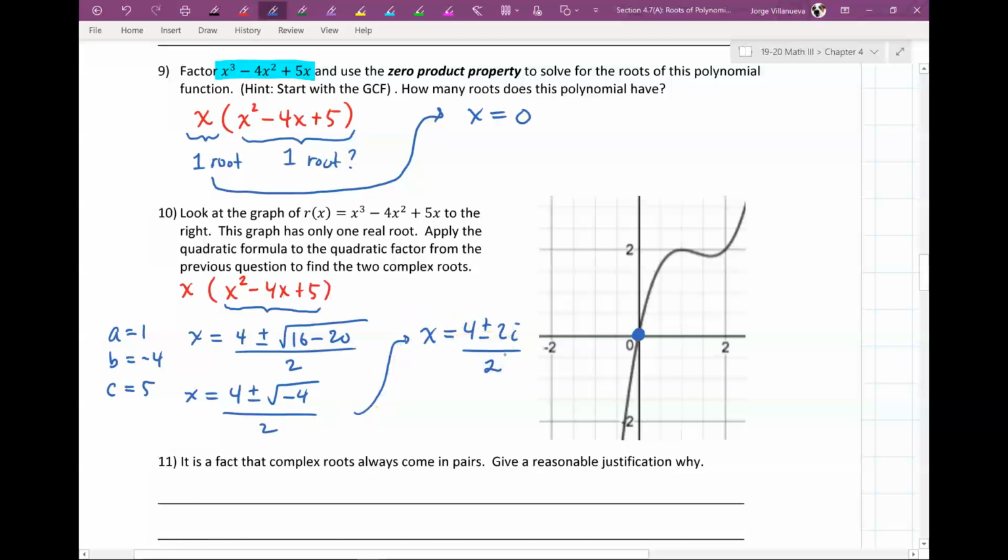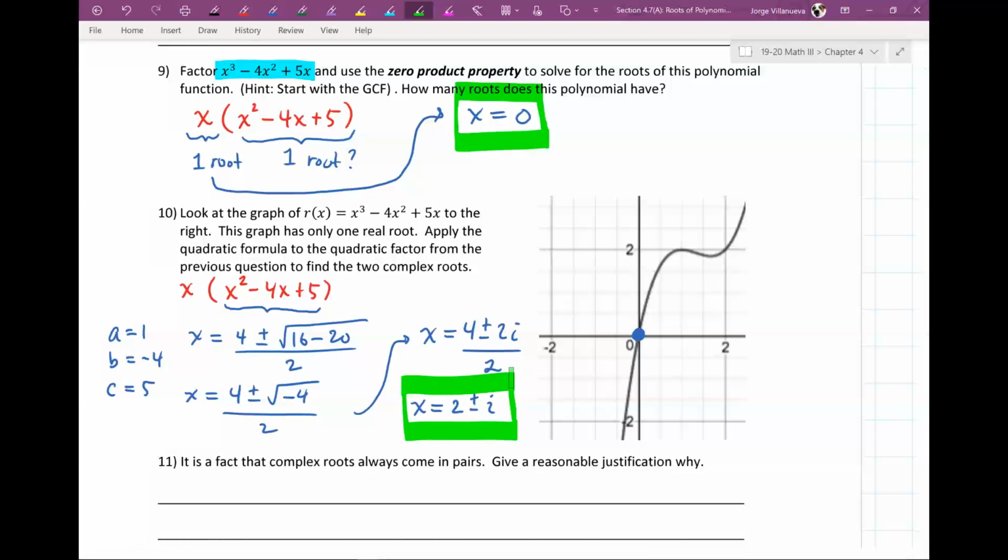Now, of course, your books always want you to simplify. And on the test, they didn't make you do that, so that's nice. But in the books, they always want you to simplify. So dividing everything by 2, I get 2 plus or minus i. So notice, I had one answer here on top, and I have 2 answers there. So do my answers still add up to the degree? Yeah, one real, two imaginary, or if you want to call them complex. So one real, two complex, that's 3. This was a power of 3.